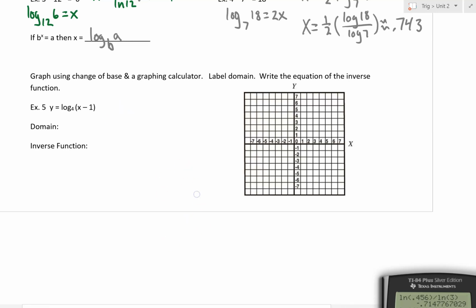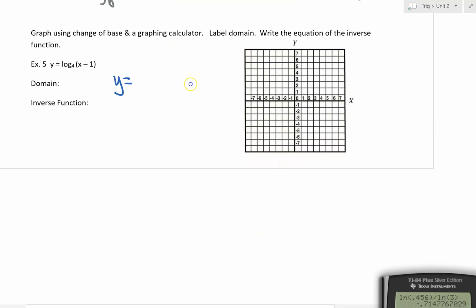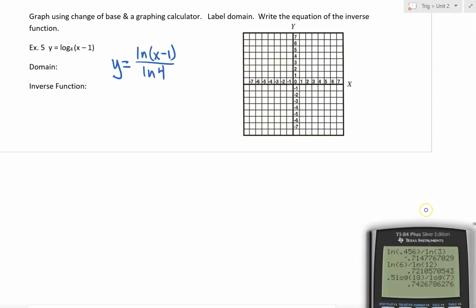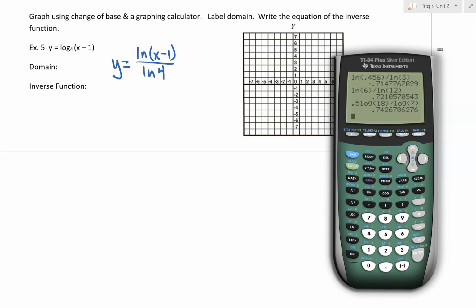We're going to do the following. We're going to say y is equal to the natural log or log, you can use either one, of x minus 1 over the natural log of 4. And then we're going to plug that into our calculator and see what we end up with. So y is equal to the natural log of x minus 1, and we're going to divide that by the natural log of 4. And when we graph it, we're going to see a graph that looks something like this.